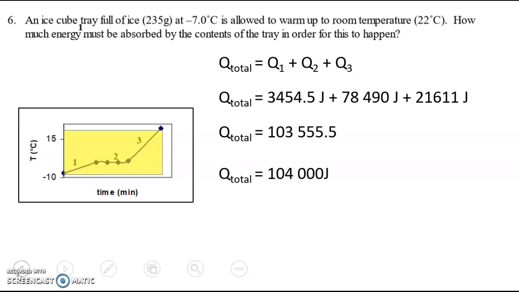So again, make sure you're reading the problem, keeping track. Sometimes they give you a number that you don't need to put in right away. It's kind of like the budget or something like that. So make sure you read the problem, think about the situation, draw your heating or cooling curve, and solve each part.